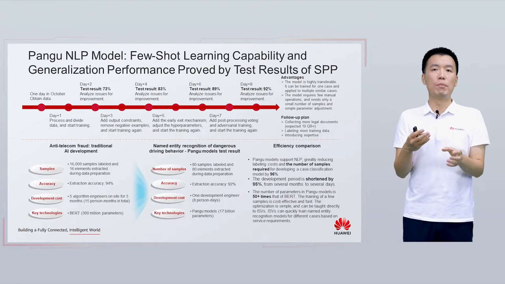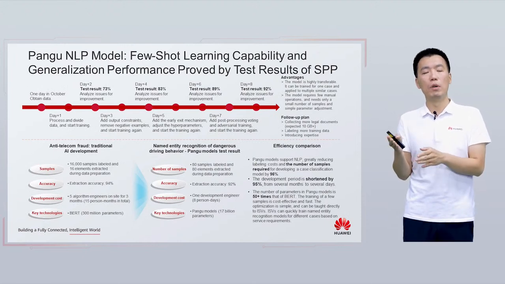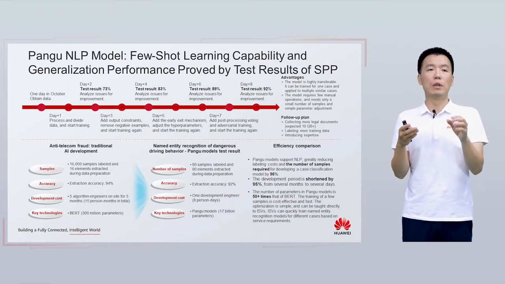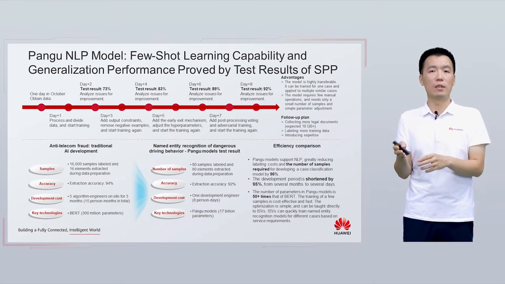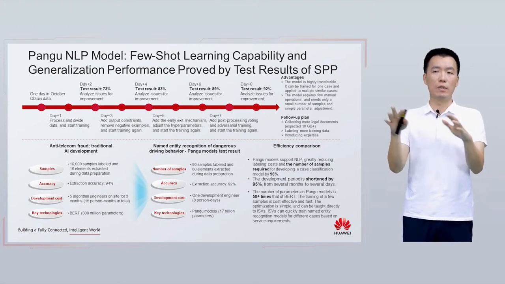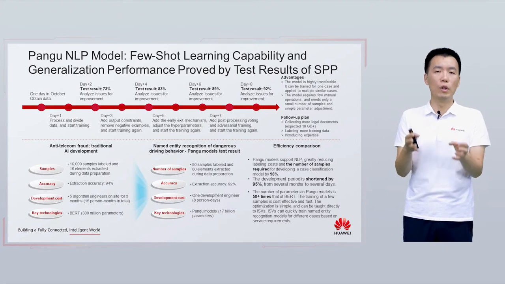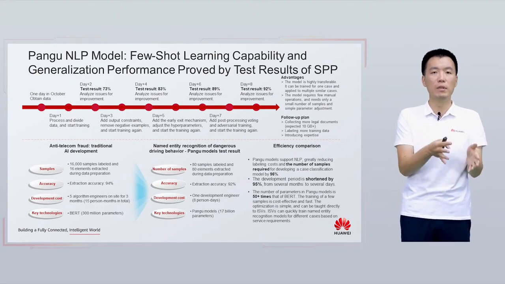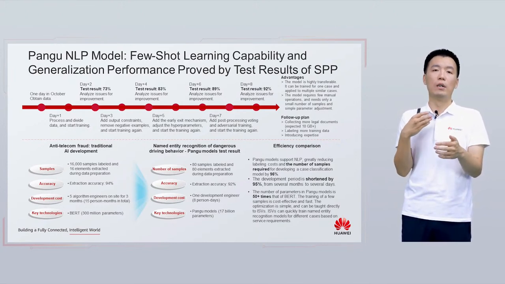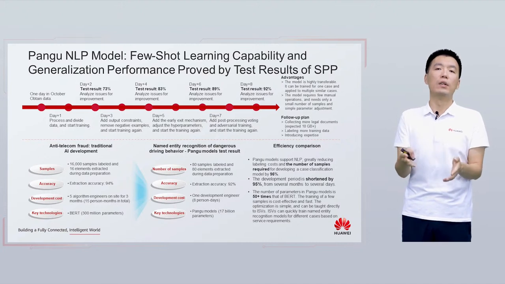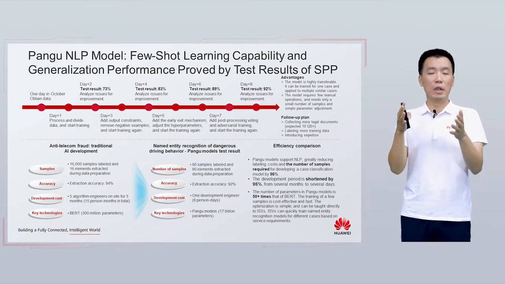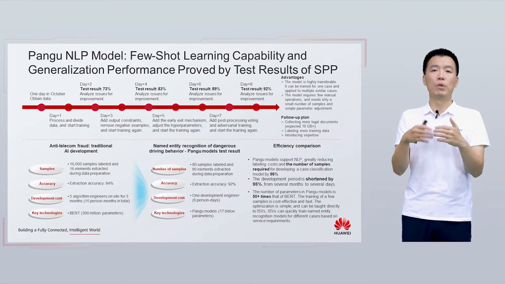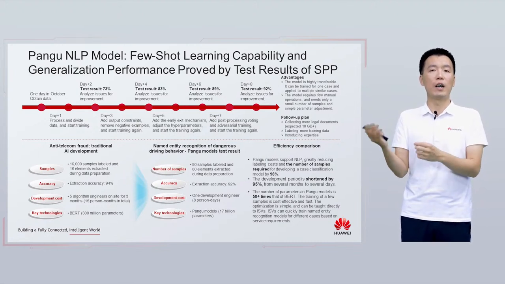The next example is the Pangu NLP model, and we have tried it on some text understanding tasks. For example, we have such a task for law issues understanding, which means we have a lot of law texts, and we have to understand what happens in it, and if the judgment is correct. And now our model has only 10 days to process this task and achieve high results.